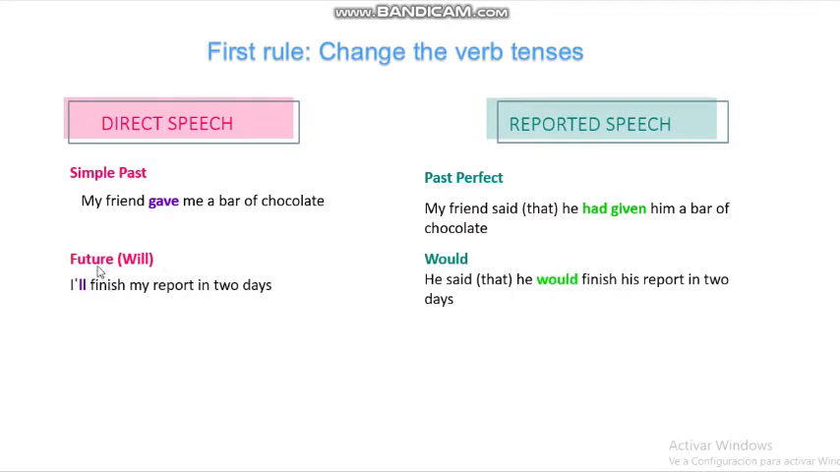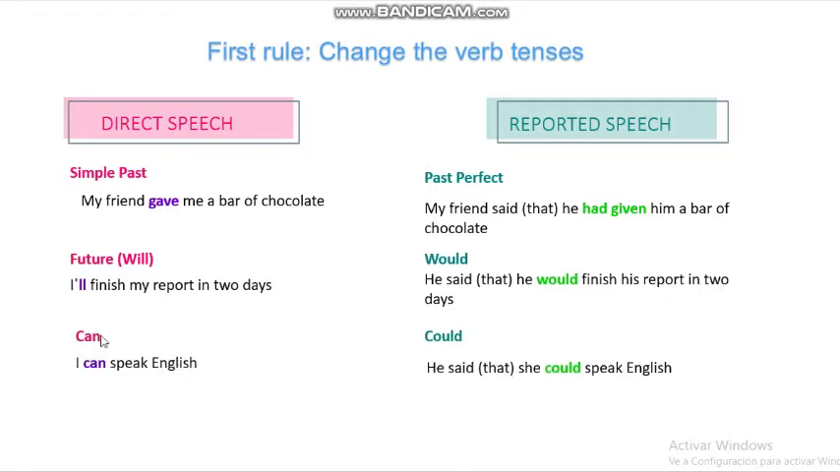We have future with will. I will finish my report in 2 days. It's going to become would. Will becomes would in reported speech. So we say, he said that he would finish his report in 2 days.